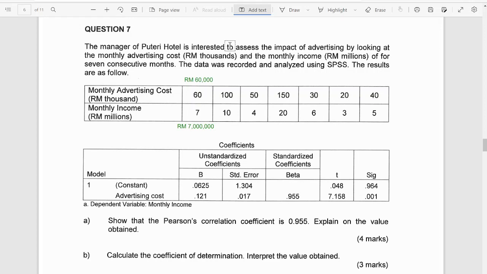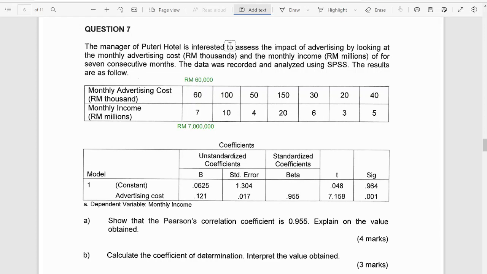Okay, and then you have the t statistic and also the significant value, the p value. In order to see whether one variable affects the other variable significantly or not, you look at the significant value, the p value, and see whether it is less than 0.05 or not for the variable.